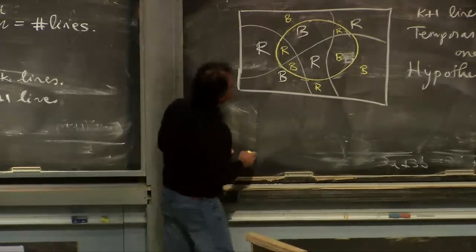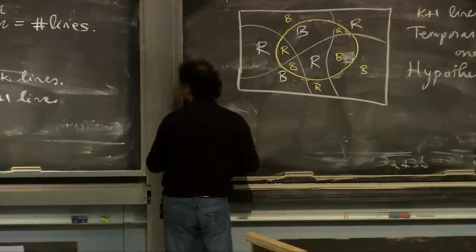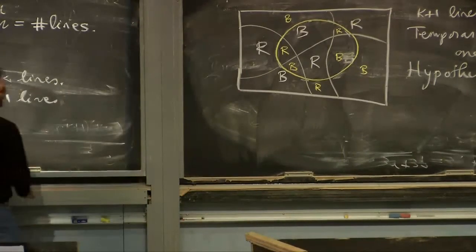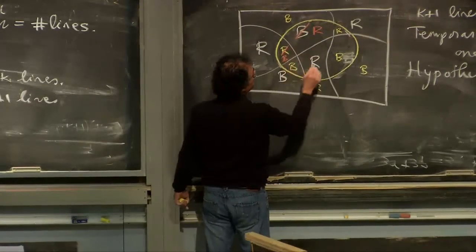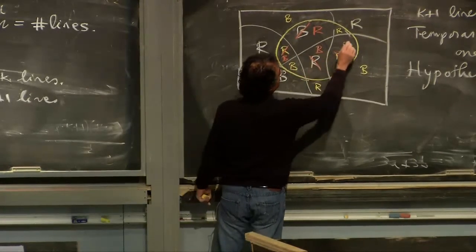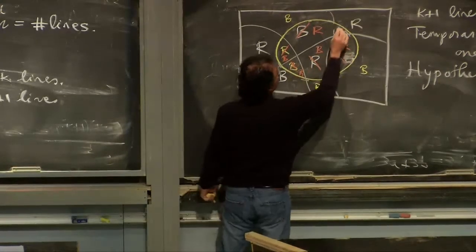What you do is take everything on the inside and you flip it. So you replace this by red, replace this by blue, replace this by blue, red, red, blue.